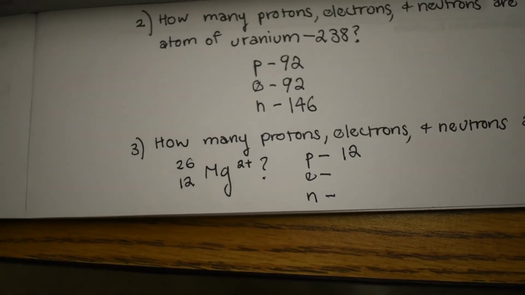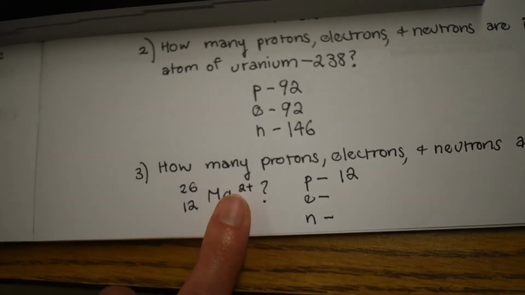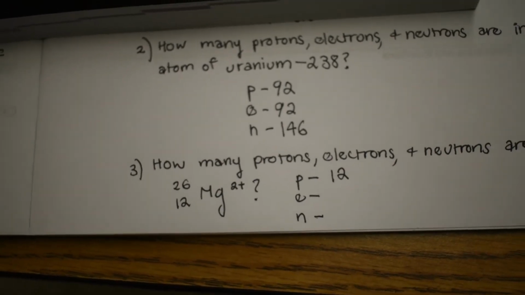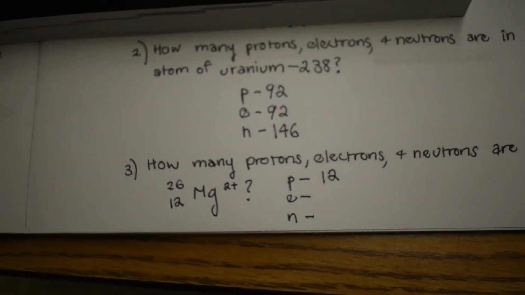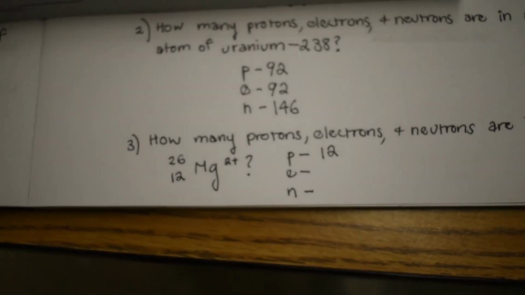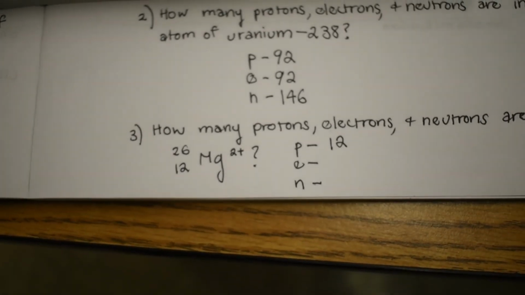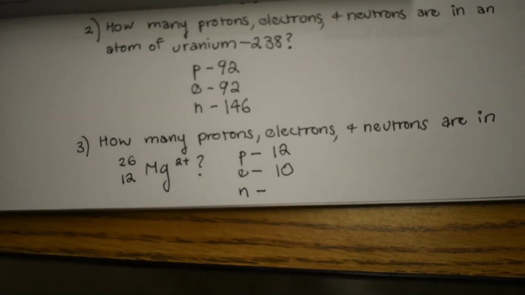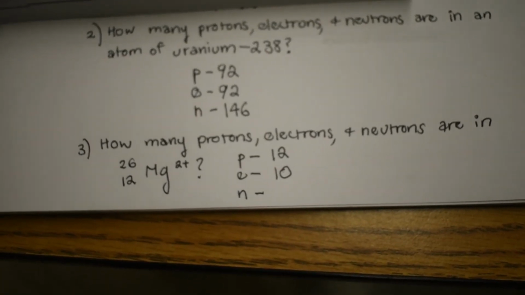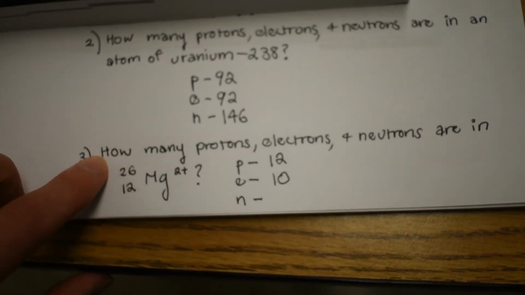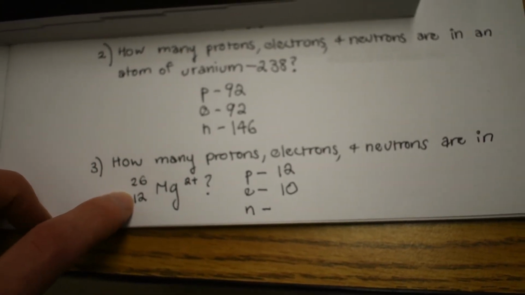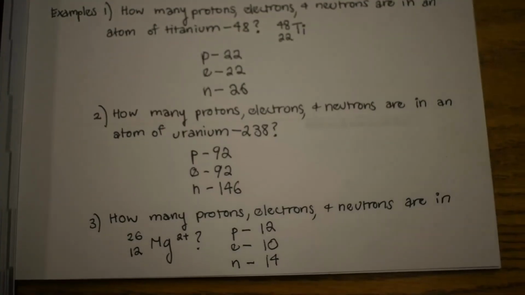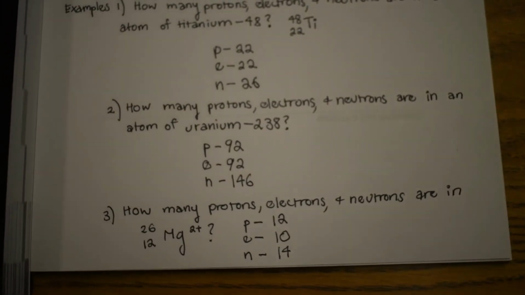Now, since the charge is positive 2, that means I have 2 extra protons, or I've lost 2 electrons. So I've got more protons than electrons. So if I have 2 more protons than electrons, that means I'm going to have 10 electrons. And then to find the number of neutrons, I would just do 26, the mass number, minus 12, the atomic number, and that would give me 14. So I have 14 neutrons.